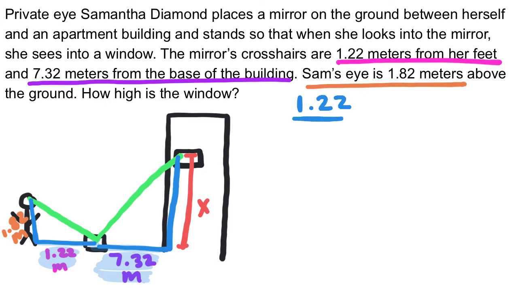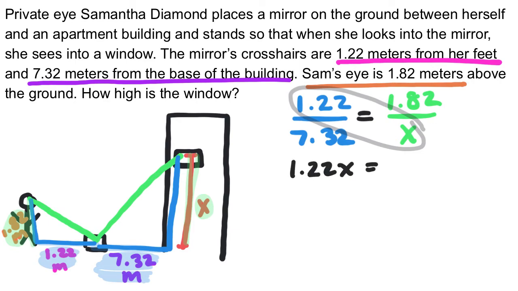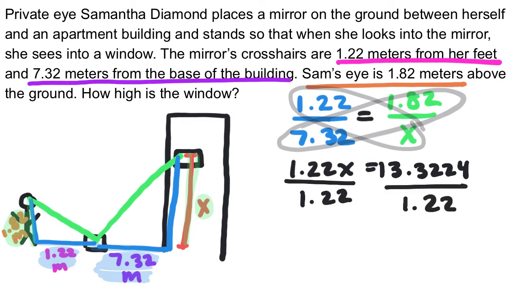So I have 1.22 over 7.32 is equal to, and I can match that, the height of 1.82 corresponds to the building height of x. So 1.82 over x. Now to solve, I would cross multiply. So I get 1.22x is equal to 7.32 times 1.82, which gives you a value of 13.3224. Then you divide both sides by 1.22, which gives you an answer of 10.92 meters.